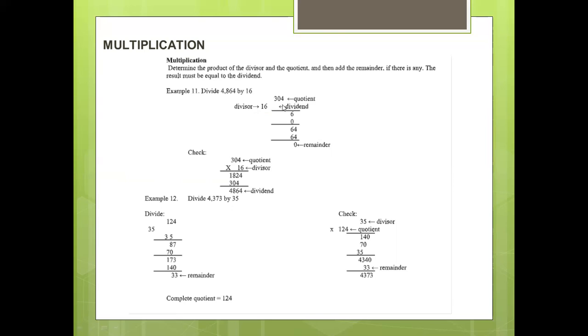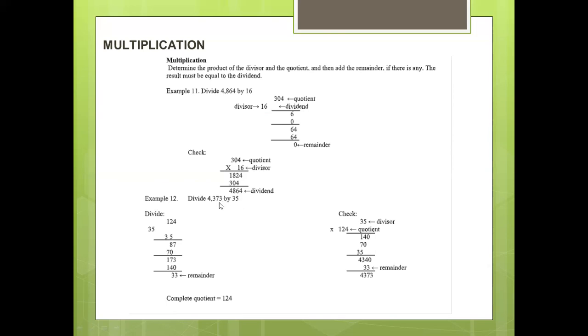When we divide this, you may use your calculator. You may see that our quotient is 304 and we don't have any remainder, meaning there are 304 16s in 4,864. So to check, we will be multiplying the quotient by our divisor. So 304 multiplied by 16 is equal to 4,864. So that is one of our examples. You may also refer to example number 12.